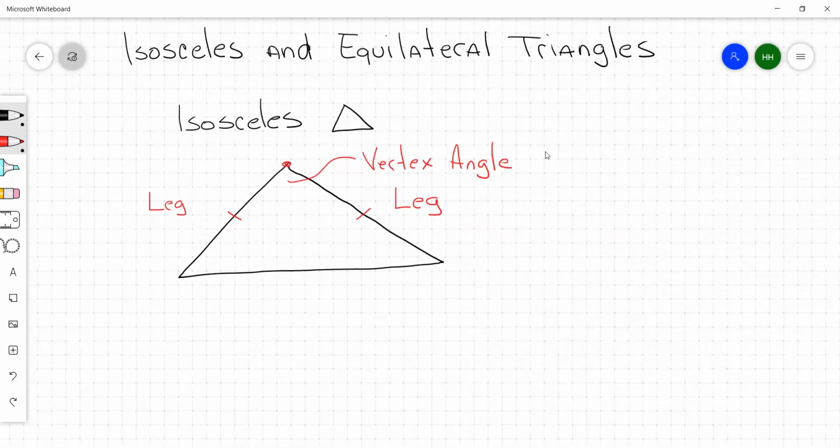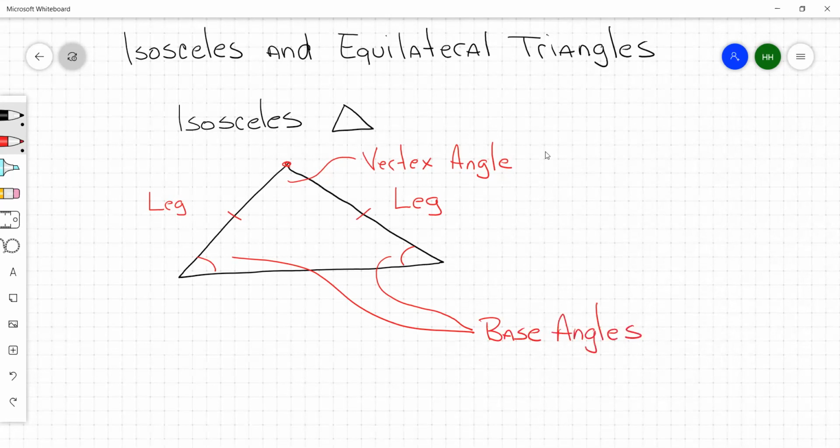The other two angles in an isosceles triangle are congruent to each other. And those are called base angles. Those are called base angles because this third side of the triangle is called the base. It's the side that's not a leg.